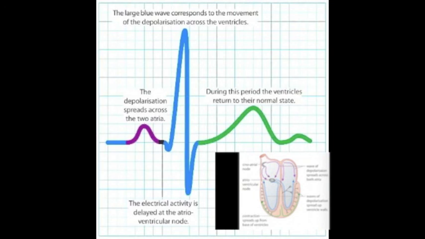The diagram shows an ECG where each part of the wave is colored to match the waves of depolarization shown in the diagram of the heart.